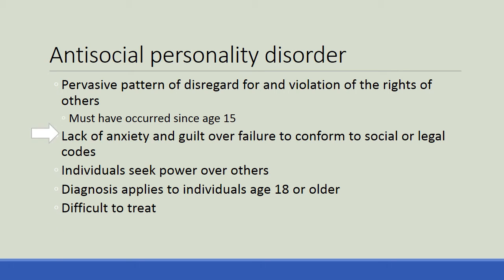There's a lack of anxiety and guilt over failure to conform to social or legal codes. Individuals with this disorder are highly impulsive and they lack remorse or regret for their actions. These individuals seek power over others, and this diagnosis applies to individuals age 18 or older. The diagnosis cannot be given to someone under 18. And it's difficult to treat.